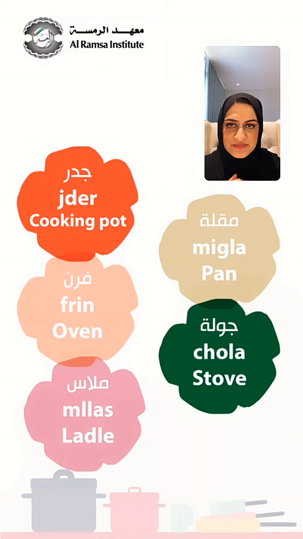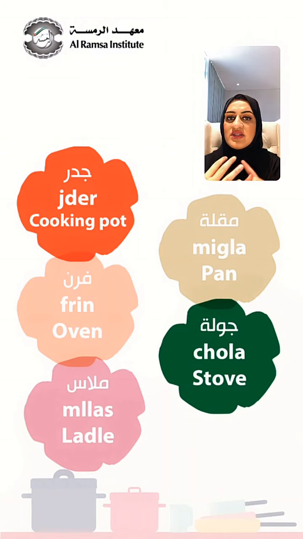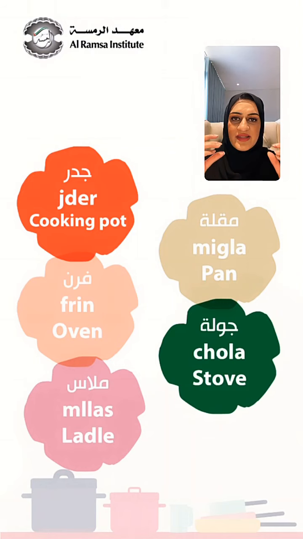Jitter or gidr, which is the cooking pot, the one at the bottom of the picture. Now, if you know more adjectives, you can describe it more. You can say big cooking pot, small pot, hot pot, or cold pot. Like جدر كبير, جدر صغير, جدر حار, جدر بارد. Don't touch the pot: لا تلمس الجدر. So the more vocabulary you know, the more you can express.